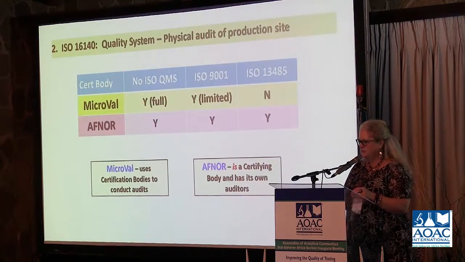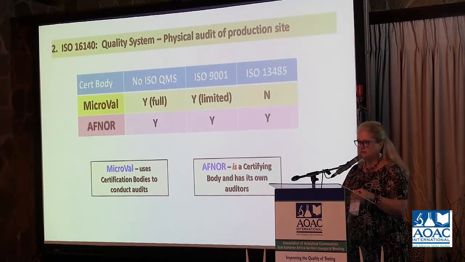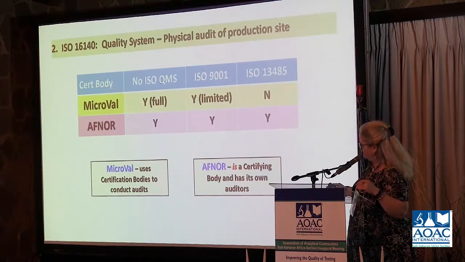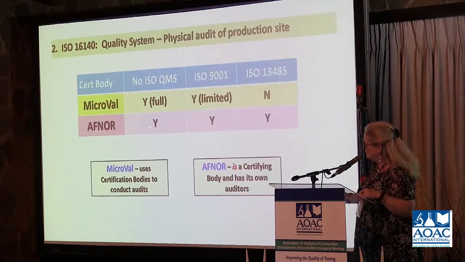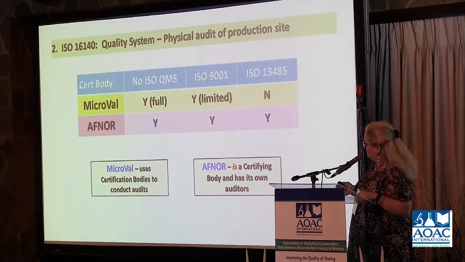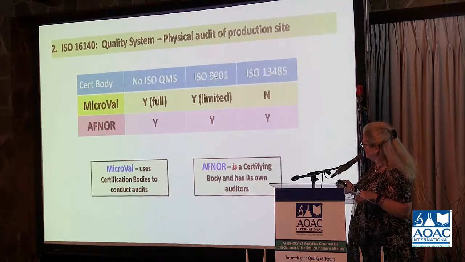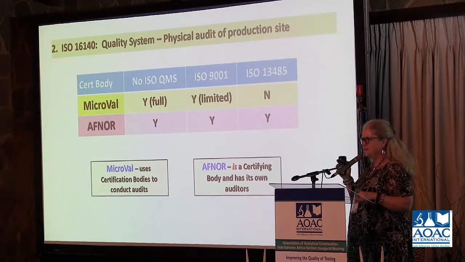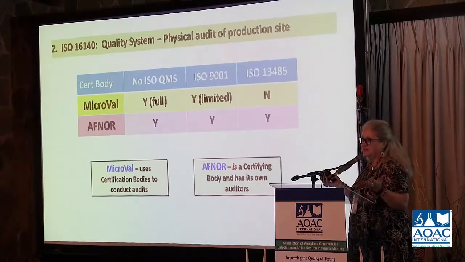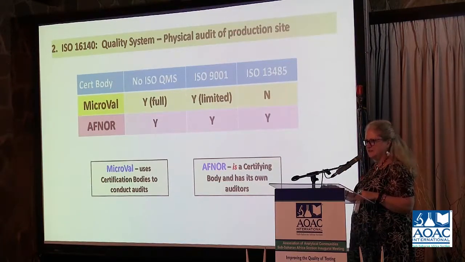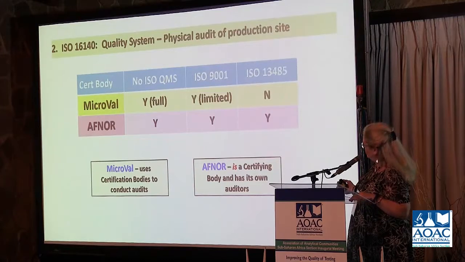For Microval and AFNOR, they both do audits. So if there's no quality management system in place, then they both do a full audit of the facility, physical audit at the site. If you are certified to ISO 9001, Microval does a limited audit and AFNOR does the audit. AFNOR is a certifying body, so they have auditors on site that can do this work. But Microval has to pay an auditor to do it. They're not a certifying body.